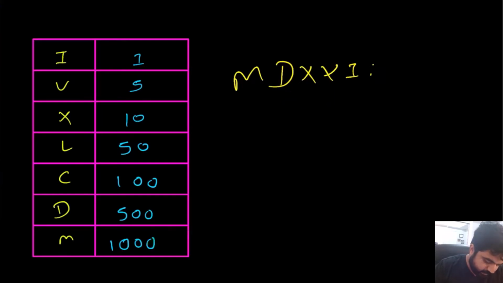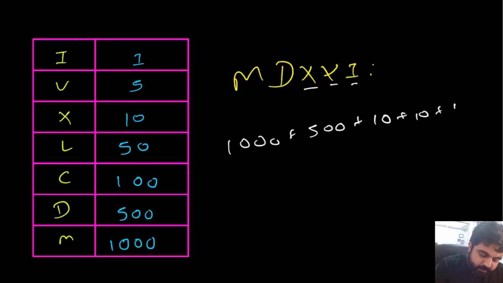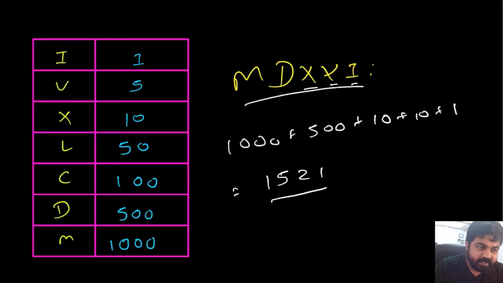So in this case, M is represented by 1000. Then D is represented by 500. Then we have X and X. So we know X means 10 plus another X means 10 and plus I means 1. If we sum all of these values, the answer we get is 1521. And this is how this value is represented. So this seems pretty trivial so far. No issues with this. And this also follows the methodology where the largest value is present before its smaller values.